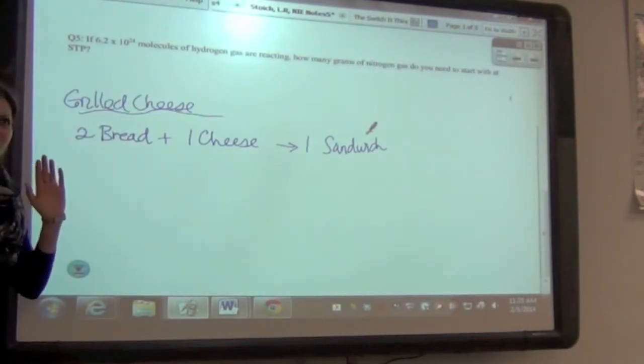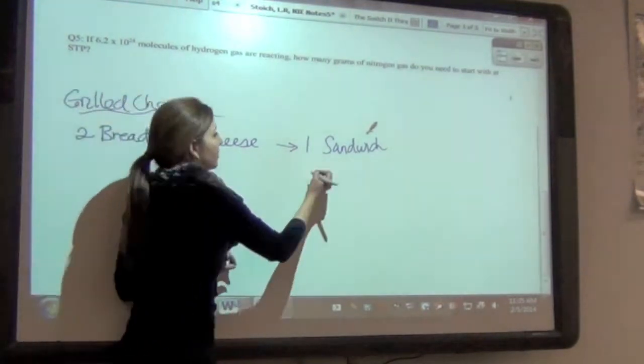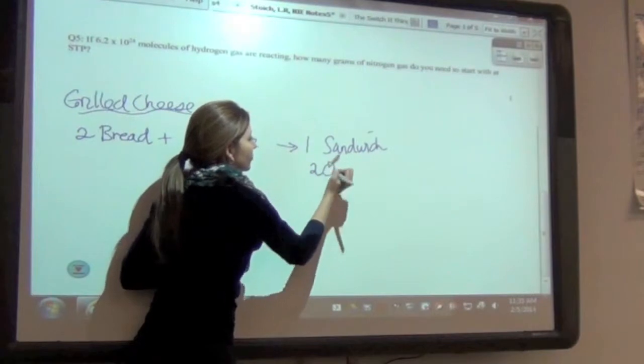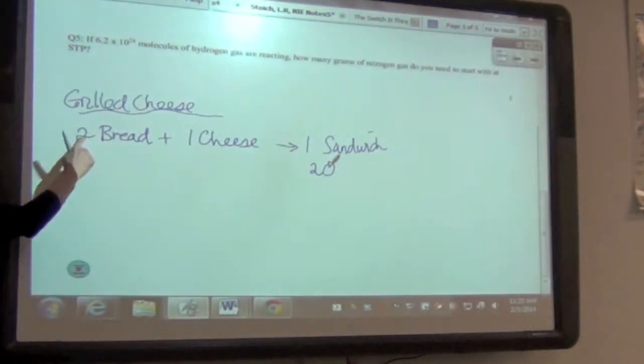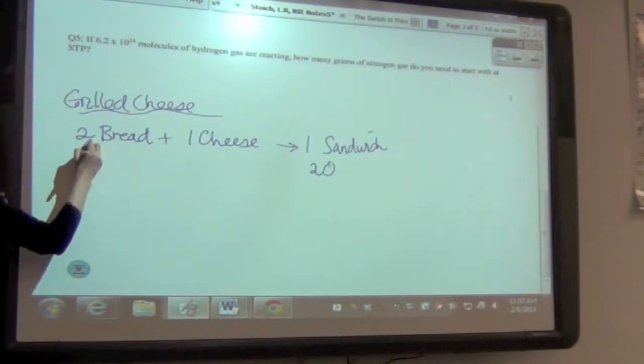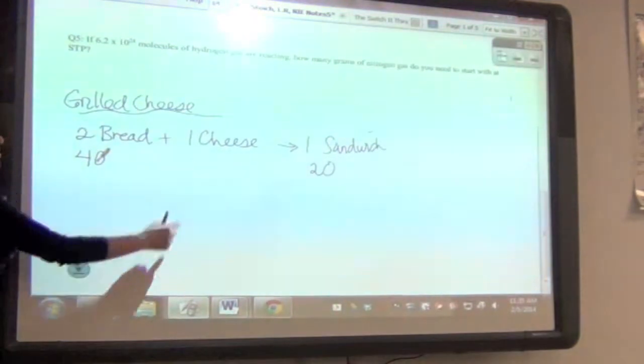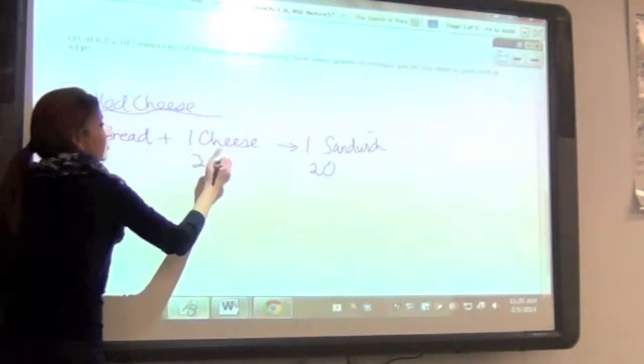So here's where you're going to be really fast. It's with the ratios. If I wanted to make 20 sandwiches, how many pieces of bread should I start with? 40. How quick? You didn't even have to do any type of calculation. How many pieces of cheese would that be? 20. Why?